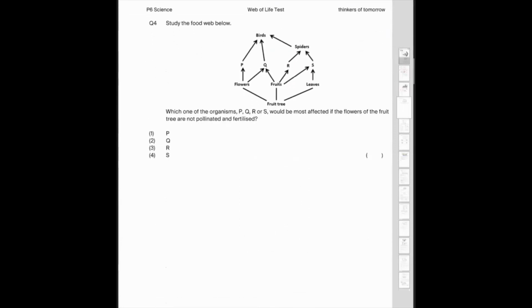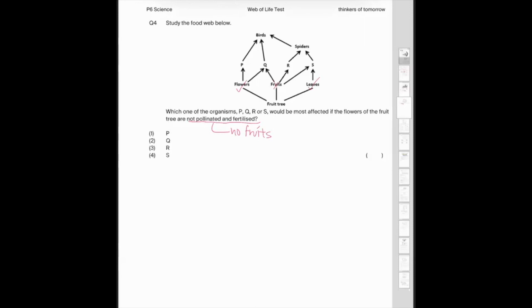And so we go on to question 4. Study the food web. Which one of the organisms, P, Q, R, S, will be most affected if the flowers of the fruit are not pollinated and fertilized? Okay, so not pollinated and fertilized means that there is no fruits. But there will still be flowers and there will still be leaves. It's just that there are no fruit.